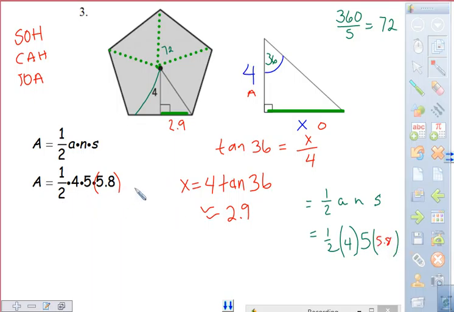So here's a cleaner look at that. When I multiply through, I get approximately 58 units. Please pause the video and try number 4.